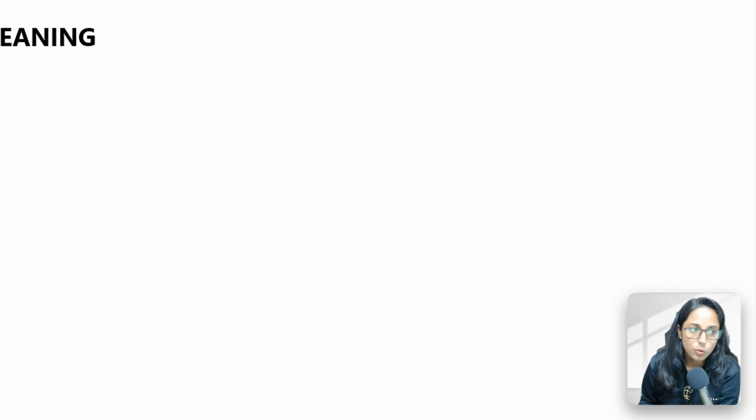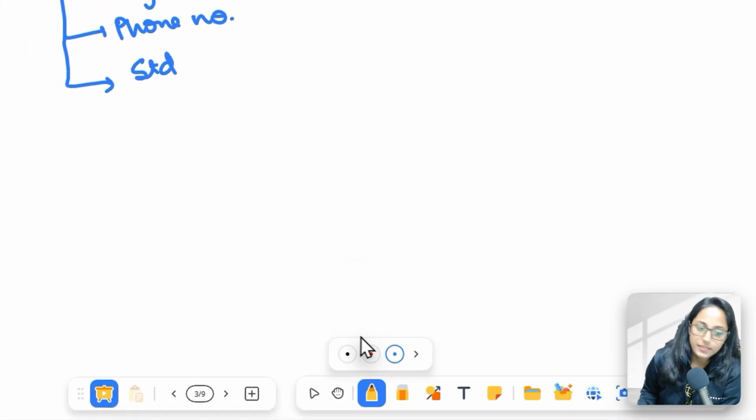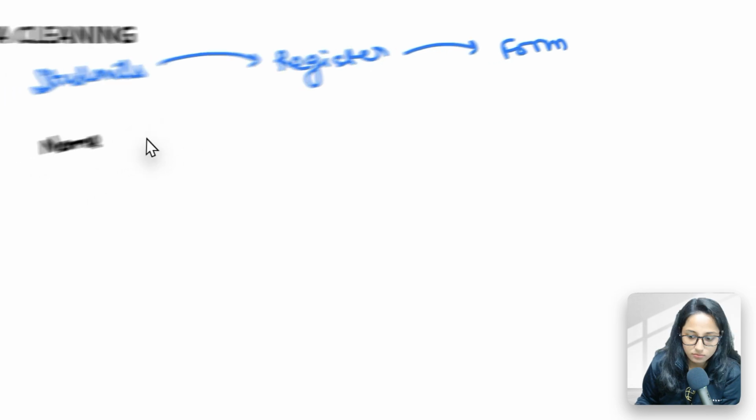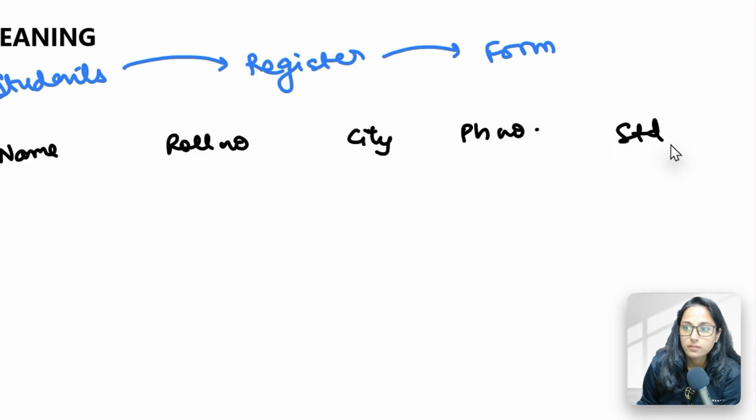So we have created a Google form and we are circulating it with the students. I want my students to register using my Google form. Now let's try to see what kind of inputs we will get. Let's see, we end up getting some data from the students. How would that look like? Let me quickly try to write these: city, phone number, and standard.